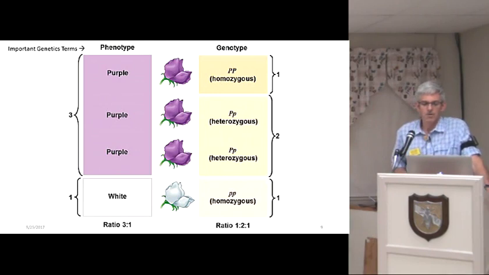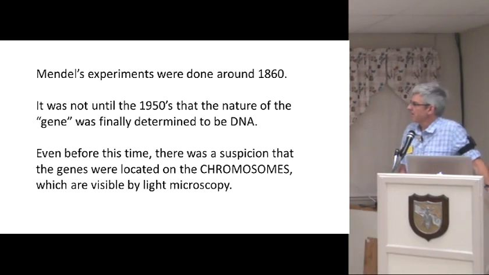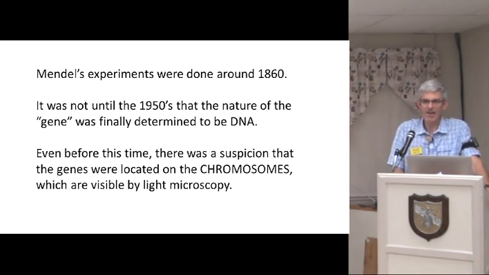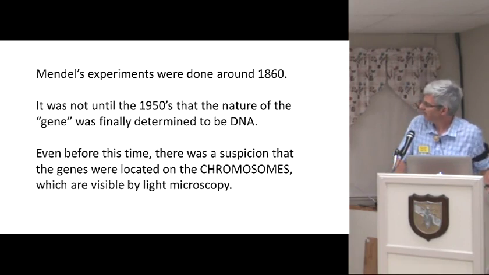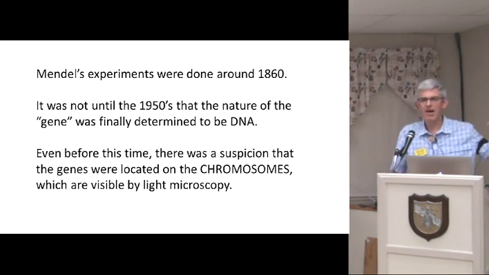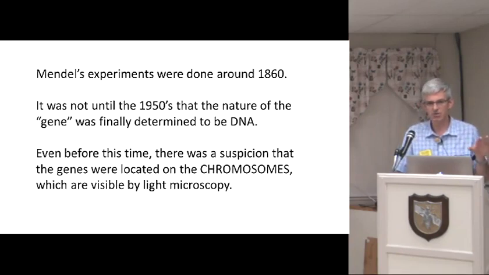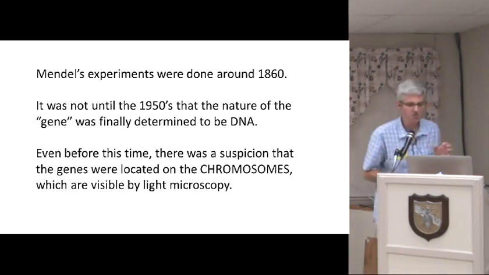So Mendel's experiments were done around 1860, but it wasn't until the 1950s that people figured out that the gene was made of DNA. But even before, well before Watson and Crick discovered the structure of DNA and figured out how it replicates by complementary base pairing and all that, nucleotide stuff. You know, you may have heard of this. This happened. It took a long time, but way before that, people had this idea that the chromosomes had something to do with heredity. And the chromosomes are visible by light microscopy.